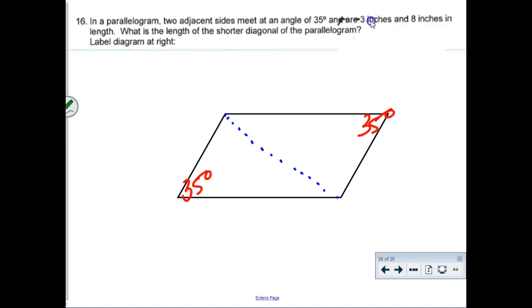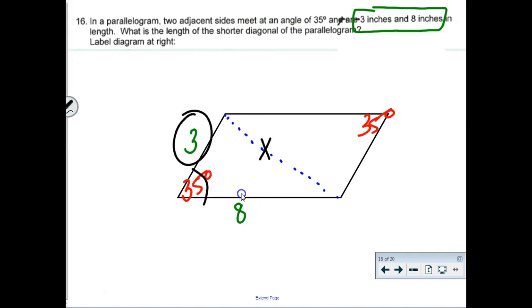There are some other clues here. The sides are 3 inches and 8 inches. So using the picture that you have, make the shorter side 3 and the longer side 8. And they want to know this. So you have a side, angle, side. So what law should you be using here? Cosines, go for it.